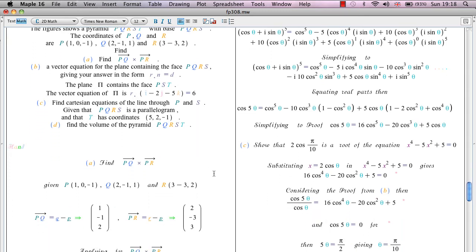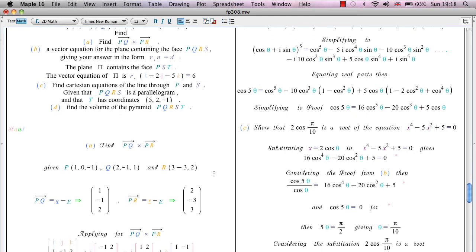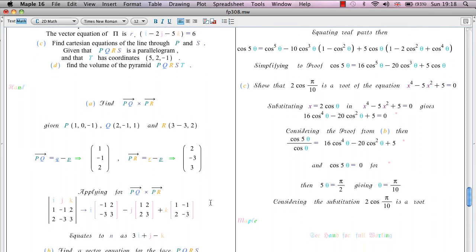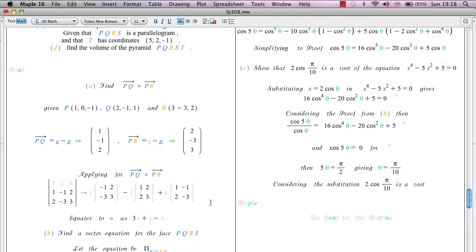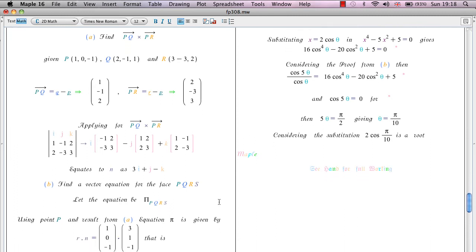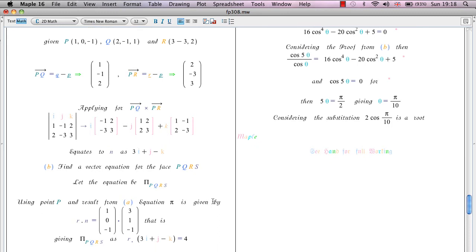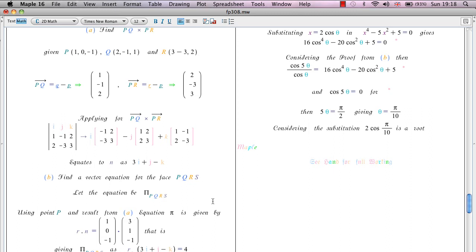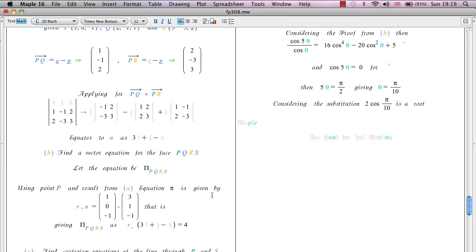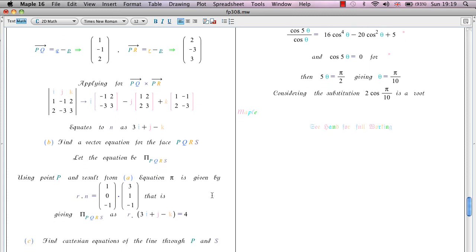So for part A, given P, Q and R, we can write down the direction vectors. And applying the vector product gives 3i plus j minus k. So for an equation of the plane, we can use the vector product of the direction vectors for the normal, and using point P, the dot product is 4, so we can write down the equation of the plane in the form required.